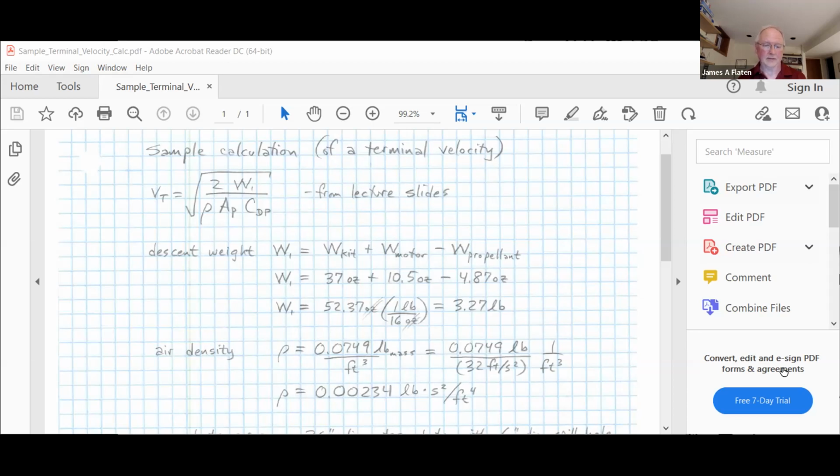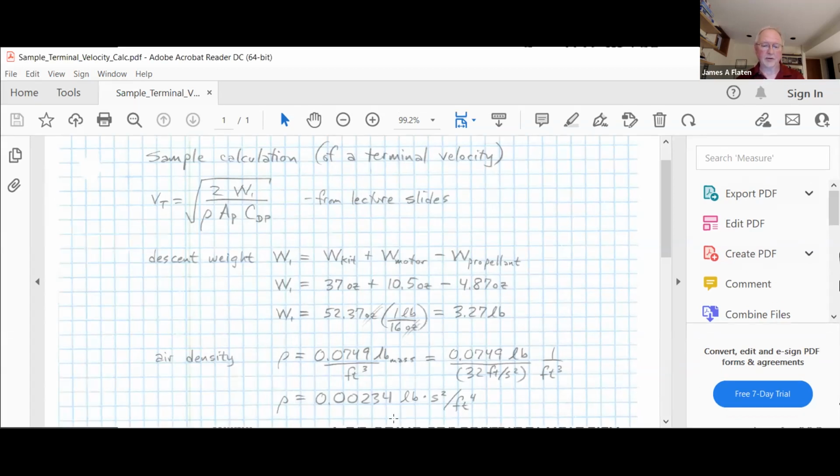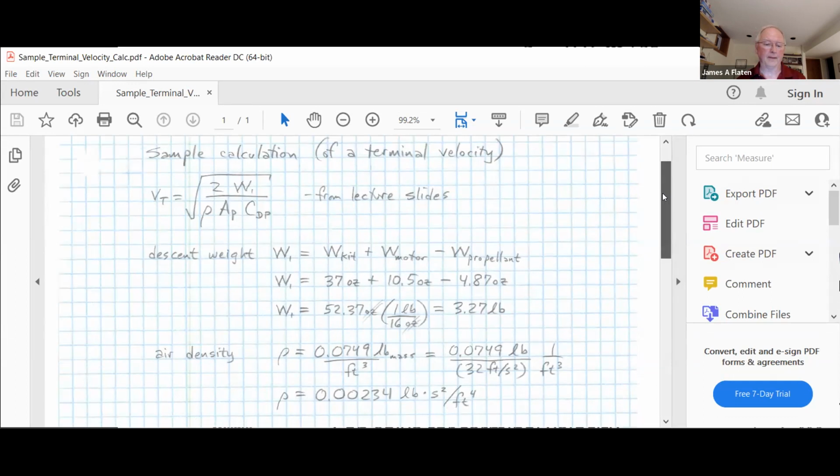The density of the air is equal to, well, this is actually probably a useful conversion to do. It's 0.0749 pound mass per cubic foot, but we can change that into 0.00234 pounds times seconds squared over feet to the fourth. That might be the more useful one.